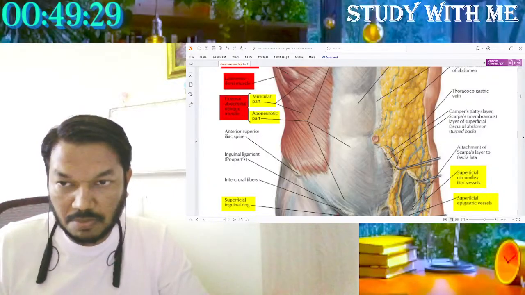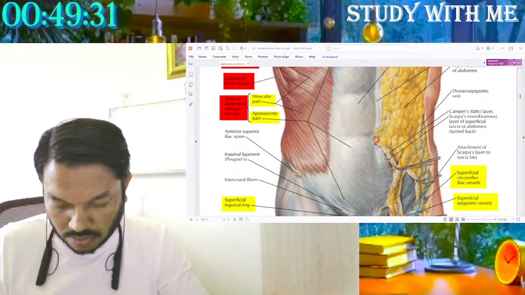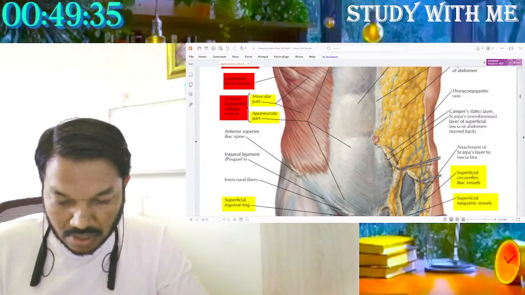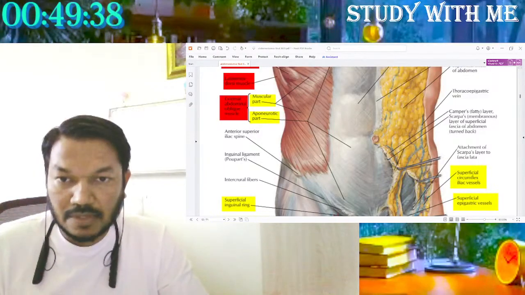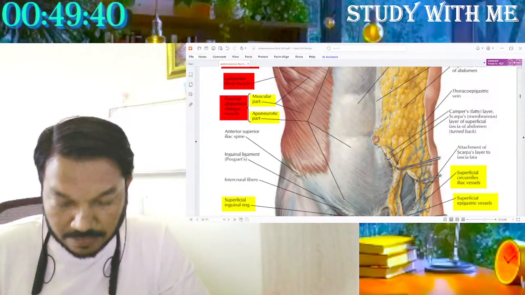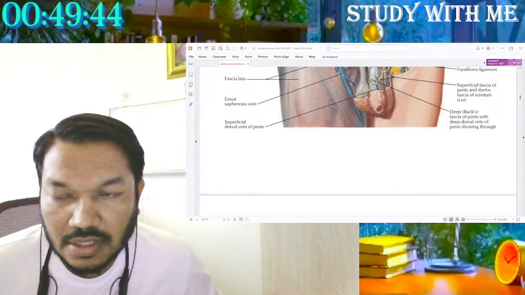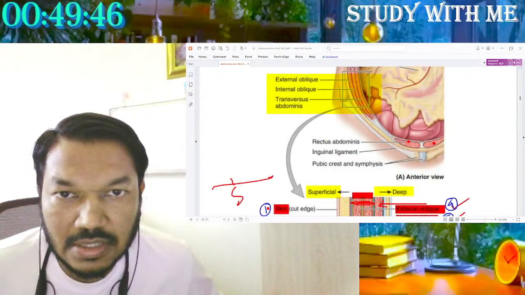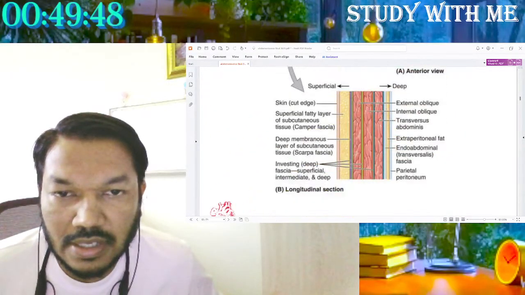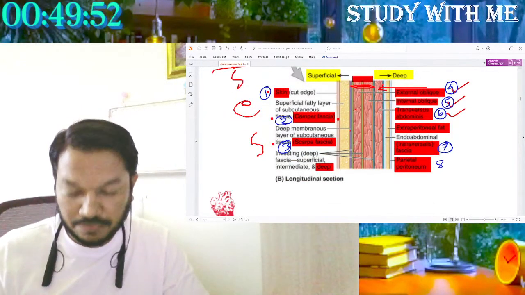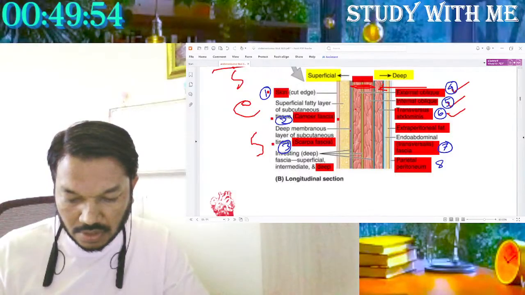We are now in the picture, which is shown on the screen, about the orientation of the muscle of anterior abdominal wall. No need to put time here. Directly come to this question. It is important: layers of the anterior abdominal wall muscle. You can have a look.